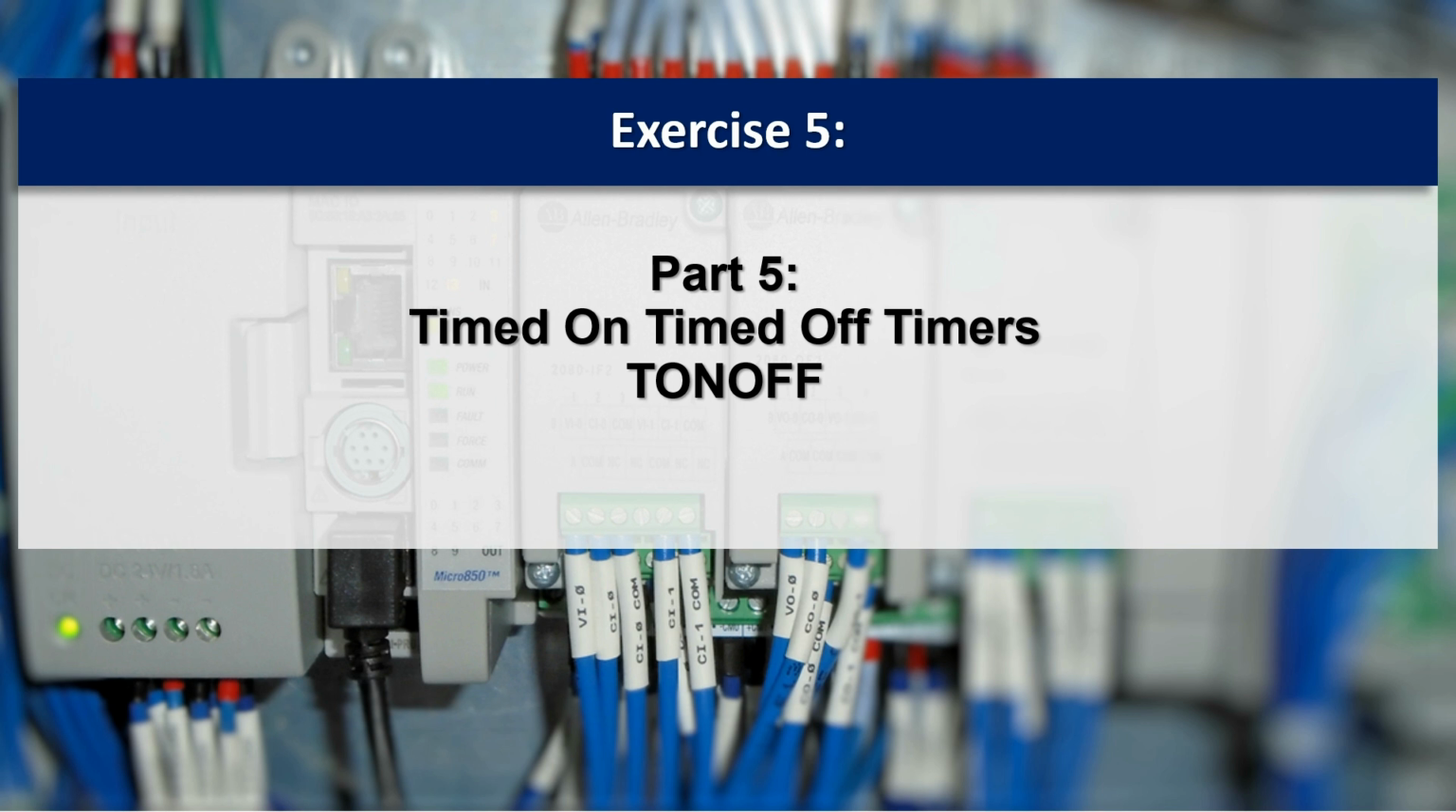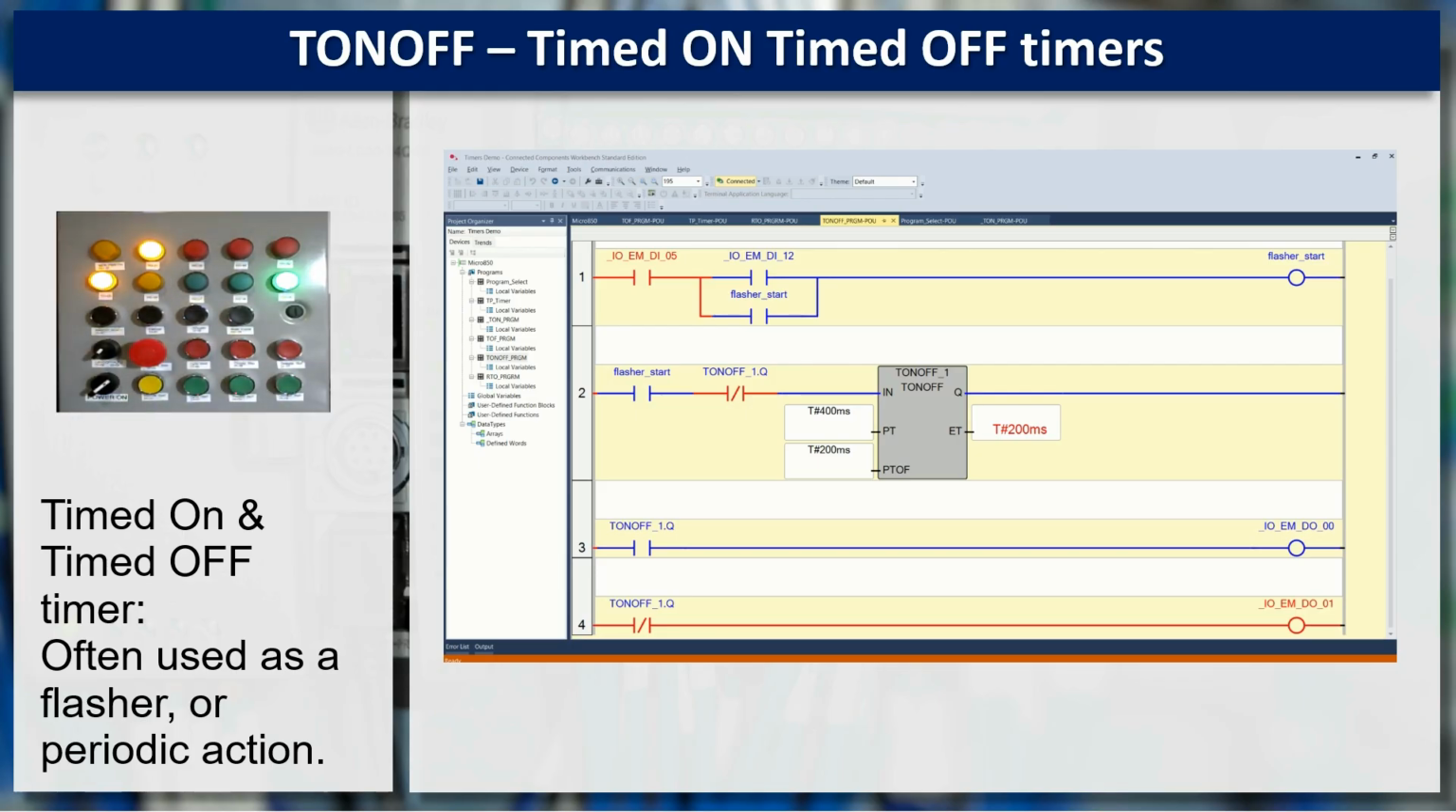Now for part 5 and exercise 5, we're looking at a timer that's a timed on and a timed off timer, otherwise known as a TP, or turn-off. Its primary function tends to be for a flasher, something that's short and quick and in between. But it's not limited to that.